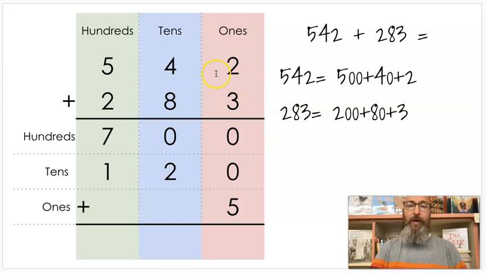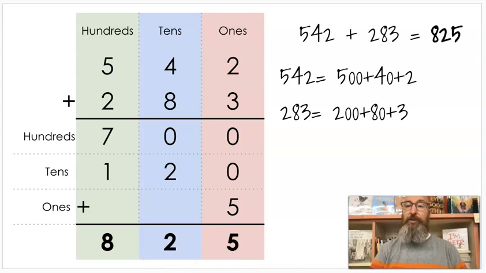Then I'm going to add my ones. 2 ones and 3 ones makes 5 ones. Now I'm going to add again. 0 plus 0 plus 5 is 5. 0 plus 2 is 2. That's 2 tens. That's worth 20. And 700 plus 100 is 800. So our answer would be, say it with me, 825. So 542 plus 283 is 825.